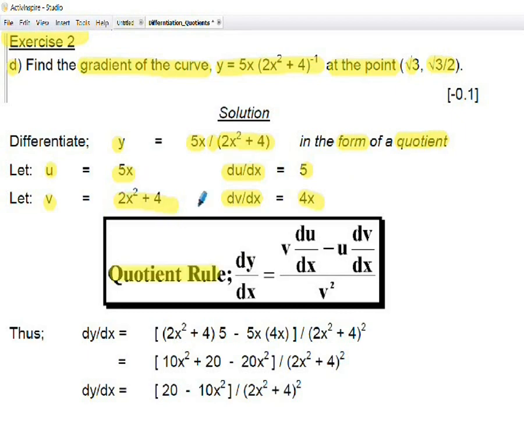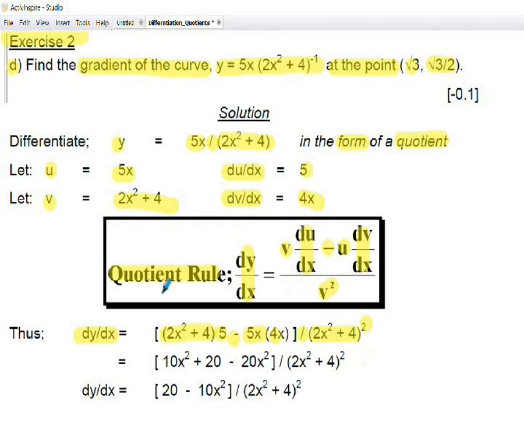I'm going to apply the quotient rule here to find the first differential of this function. So the dy by dx term, just following the quotient rule through, the v in this case is 2x squared plus 4, and we're multiplying it by the differential of u with respect to x, so that's the 5. We're taking away the 5x, which is the u term, and we're multiplying that by the differential of v with respect to x, which is 4x. We're dividing by the v squared, and v in this case is the 2x squared plus 4, and it's all squared. Don't forget the squared there.